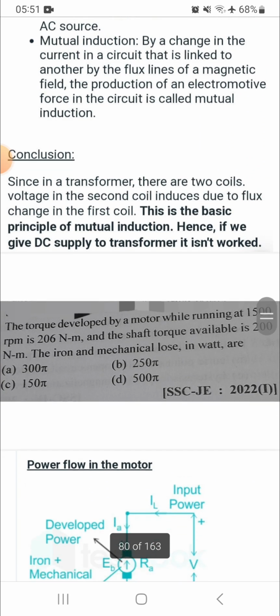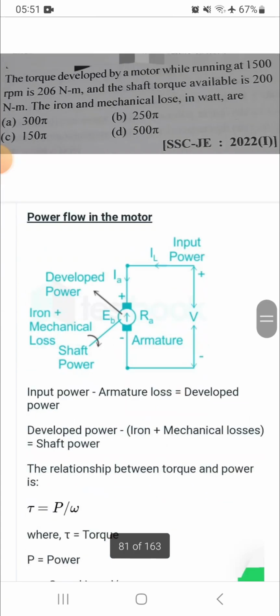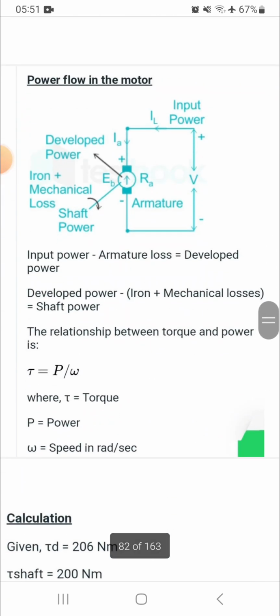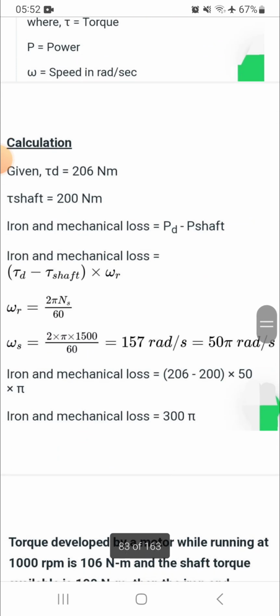Next, the torque developed by a motor while running at 1500 rpm is 206 Newton meter. The shaft torque available is 200 Newton meter. The iron and mechanical loss in watts are: 300, 250, 150 and 500. Input power minus armature loss is equal to developed power, and developed power minus iron plus mechanical losses is equal to shaft power. Calculation: that is the calculation that they are given, and the T shaft and the iron and mechanical loss is PD minus P shaft, that is the answer.